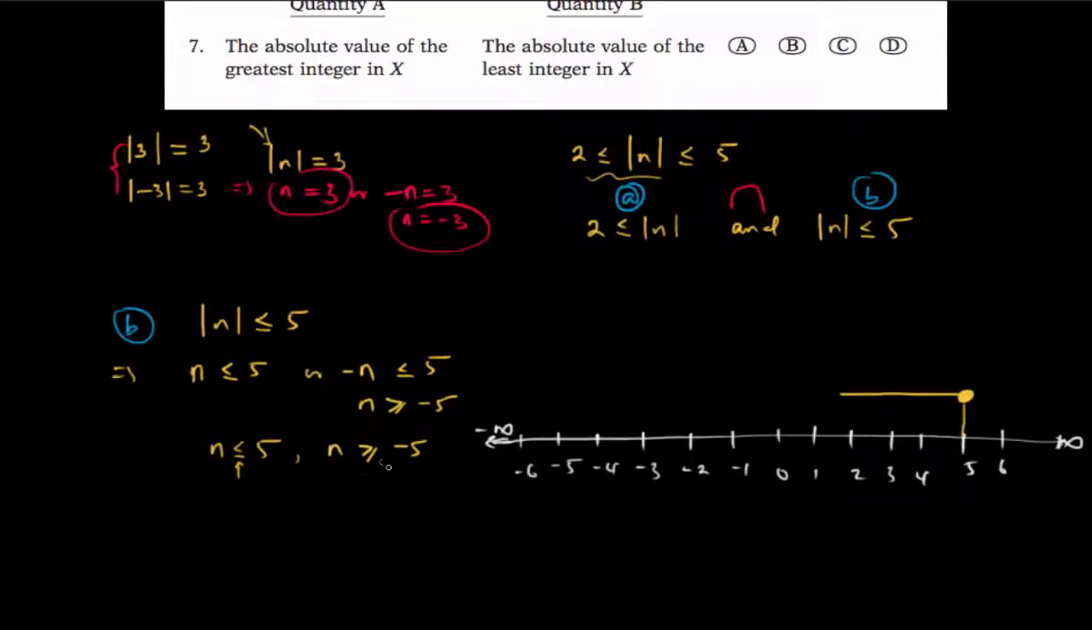So let me determine what the next one says. It says n is also greater than or equal to negative 5. The equality sign here means negative 5 is included, so I'm going to shade this.